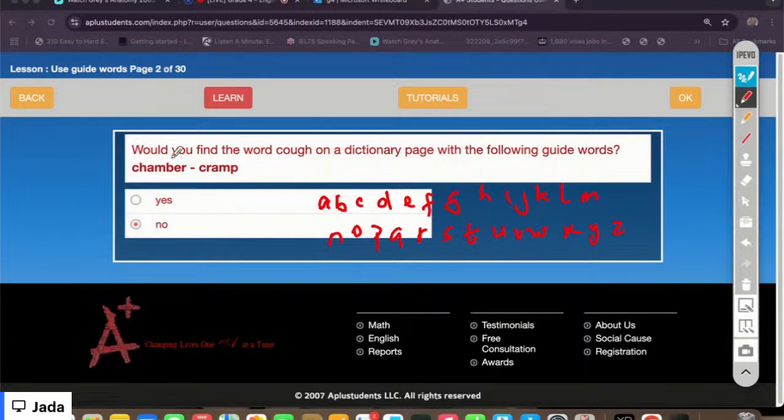All right, so take a look. We have cough and we have chamber, yeah? They're all what? C and C. Now look at H here. H is the second letter for chamber. Look at where we have H here, right? Okay, and then you're looking for cough, right? Cough is CO. Look at O here.